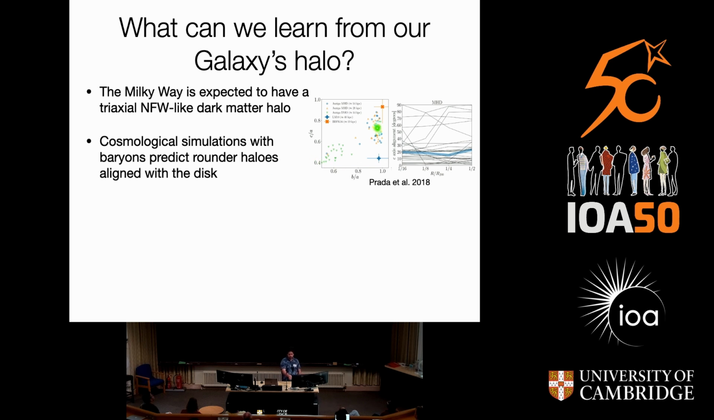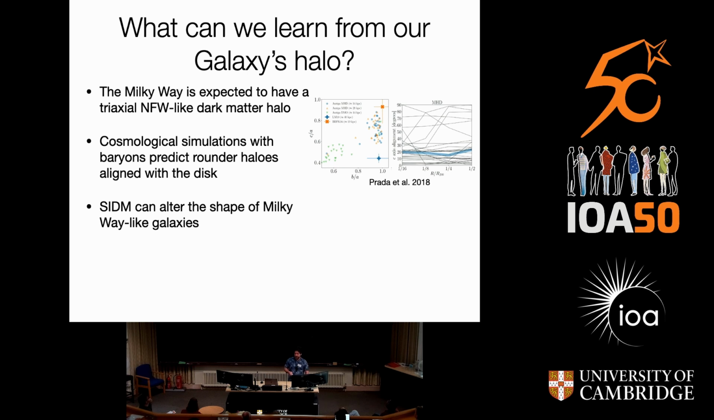And on the right here, we're looking at the alignment of the halo with the disk of the galaxy. I'm expecting the halo roughly to be squashed in the same direction as the disk of our galaxy. Cosmological simulations have these predictions. We'd like to test them. What's also cool is that different dark matter models also alter these predictions.